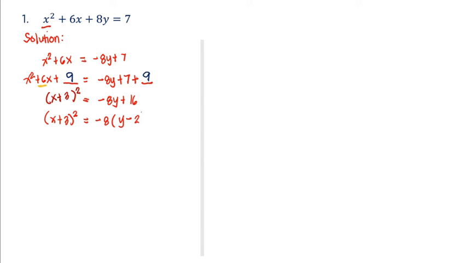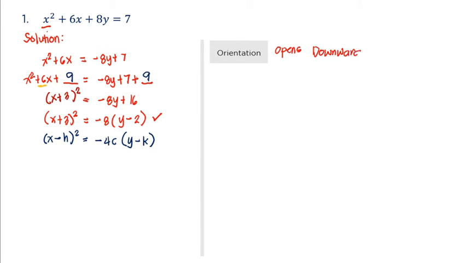Okay, so therefore, we have now this standard equation, and it is of the form x minus h quantity square equal to negative 4c, kasi negative yan, times the quantity y minus k. So from that, we can now identify the orientation of our parabola. So the orientation, it opens... Since si x minus h yung naka-square, so either upward or downward siya. But since we have negative 4c here, so it opens downward. Okay, so this is our orientation.